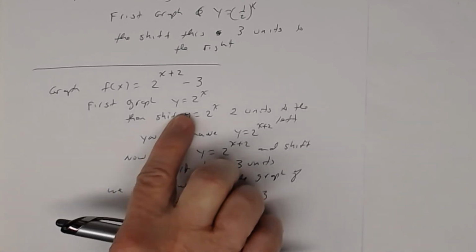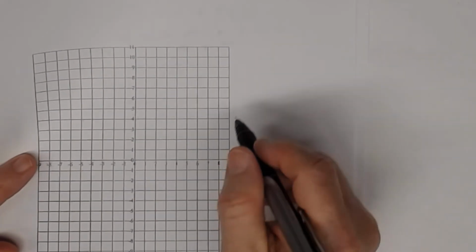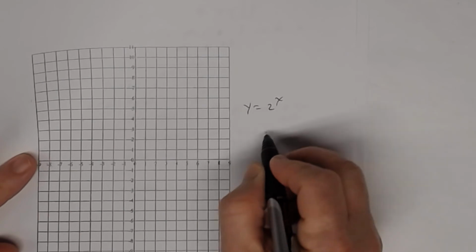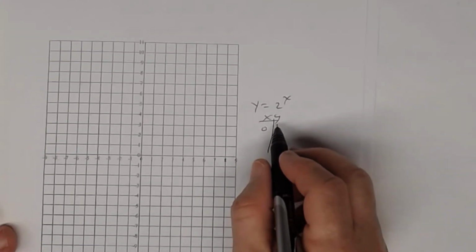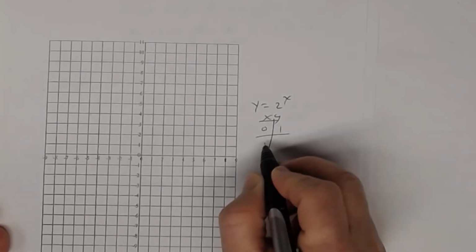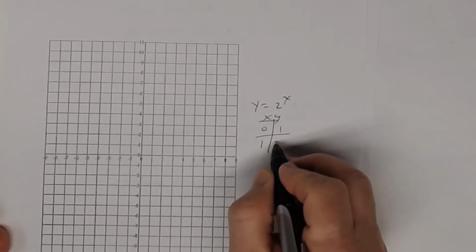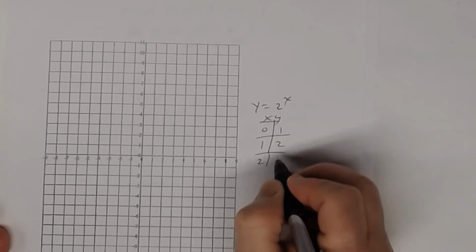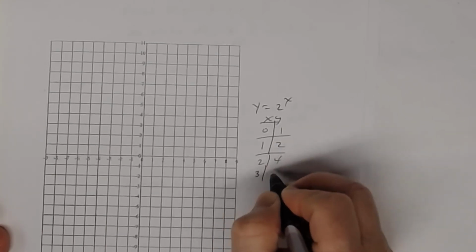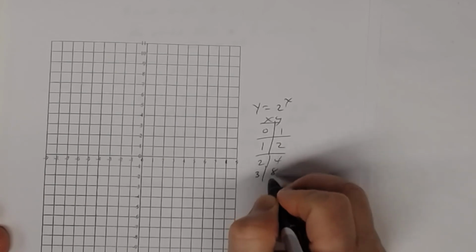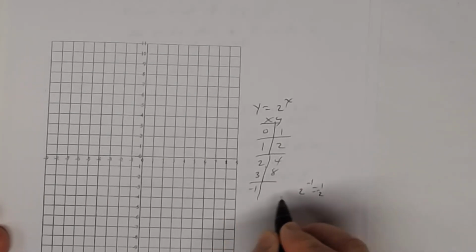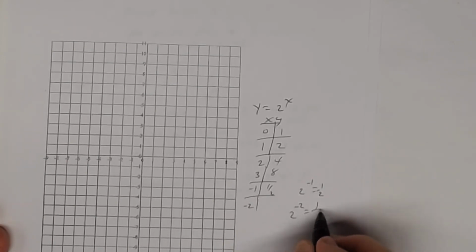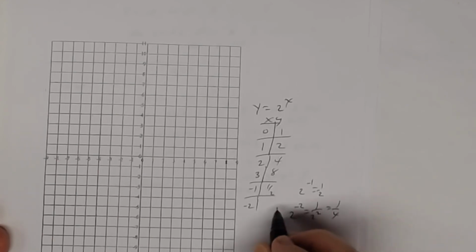So first of all, let's graph the parent function. The parent function is y equals 2 to the x. So using a t-table, remember you've got to use some key points. When x is 0, 2 to the 0 is 1. When x is 1, 2 to the first is 2. When x is 2, 2 squared is 4. When x is 3, 2 cubed is 8. When x is negative 1, I get 2 to the negative 1, which is 1/2. When x is negative 2, I get 2 to the negative 2, which is 1 over 2 squared, which is 1/4.